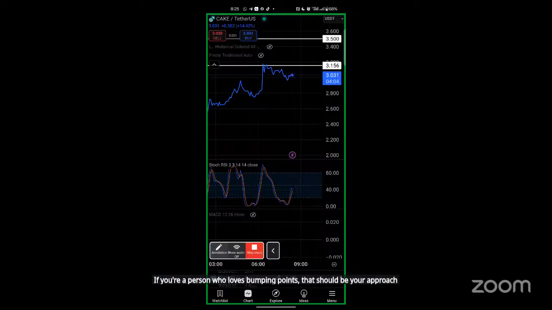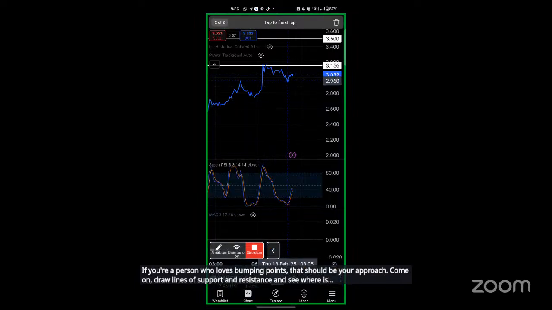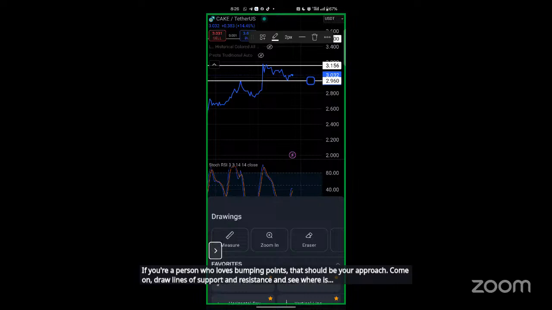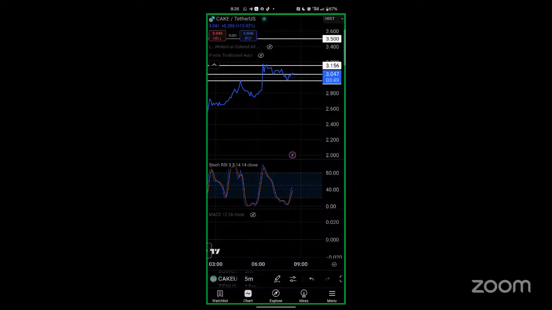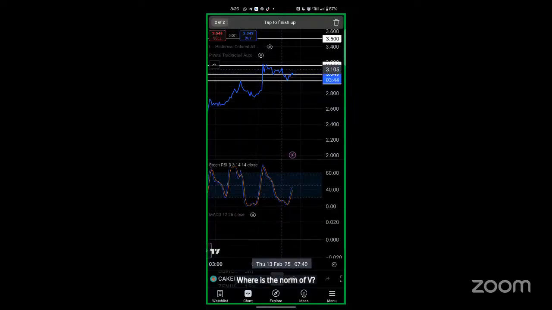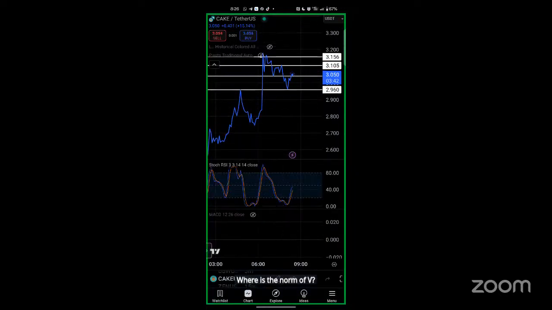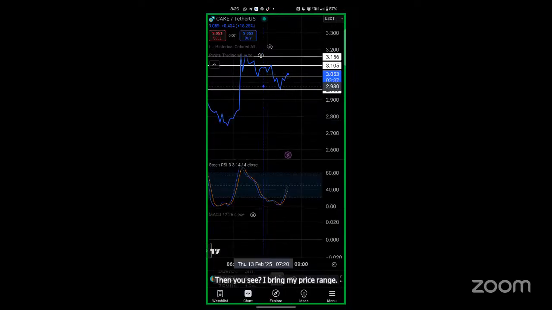Come and draw lines of support and resistance and see where is my inverted V here. Where is the other V? Then you draw. Where is the normal V? Then you see, I bring my price range from this point to this point, and from this point to this point.